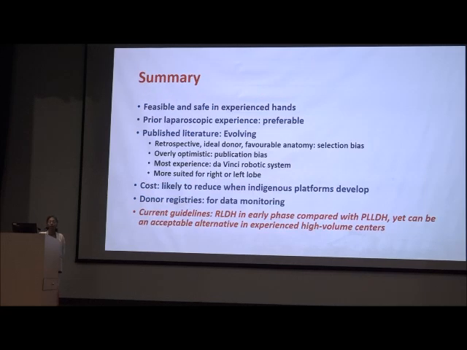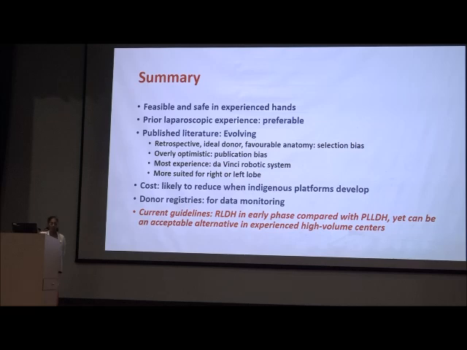To summarize, robotic live donor hepatectomy appears to be feasible and safe in experienced hands. A prior laparoscopic and robotic experience is preferable. The published literature is still evolving. It is not mature. It suffers from selection bias. It suffers from publication bias. And most of the experience, or I could say almost all the experience, is from the Da Vinci Xi platform, so most of the resources have been monopolized there. And it appears that robotic live donor hepatectomy is more suitable for the right or the left lobe rather than the left lateral segment.